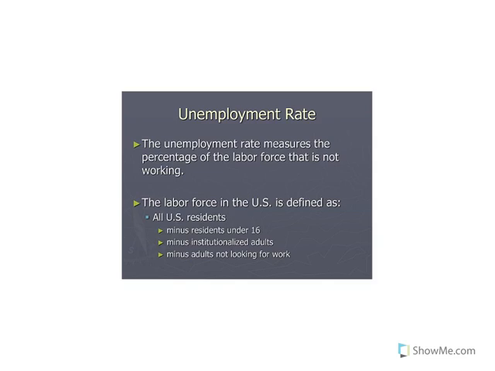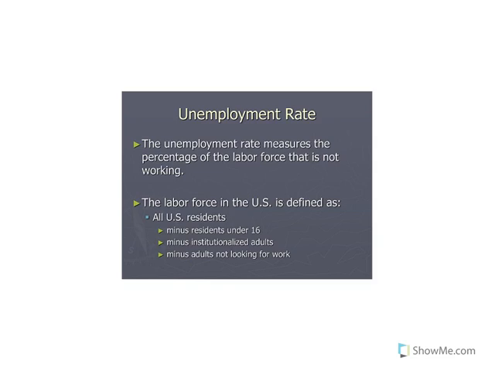So by definition, the labor force in the U.S. is defined as all U.S. residents. So you take the total population, but then you subtract out anybody that's under 16, because we don't believe that anybody under 16 should be actively looking for a job. We subtract anybody that is institutionalized. That can include people that are in prison, people that are in mental hospitals, people that are in nursing homes, any type of institutionalized adult. Again, we don't assume that they're going to be looking for work.